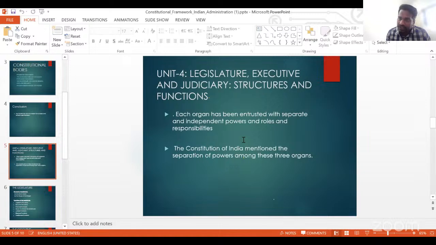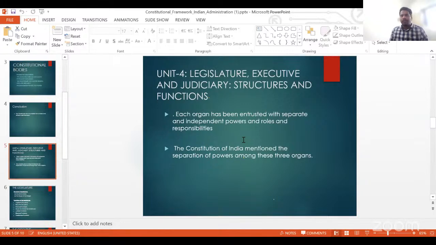Next, the executive. The executive consists of who? The president, the prime minister, and the cabinet ministers. All these three include the executive. How will these executives work? We will look at the executive powers of the president, prime minister, and council of ministers. All this we will see in the next chapter.